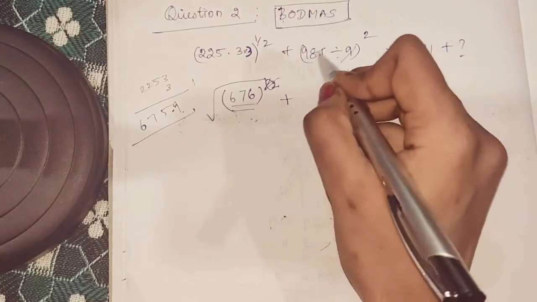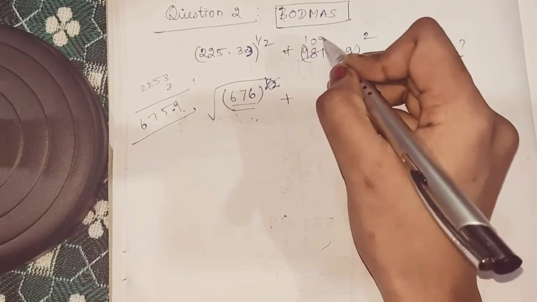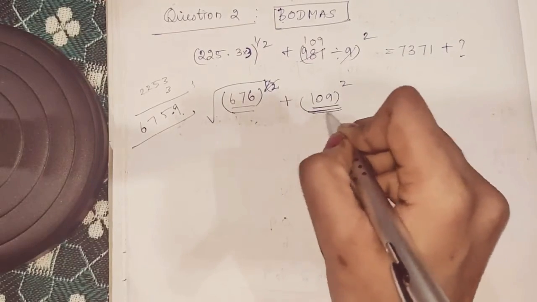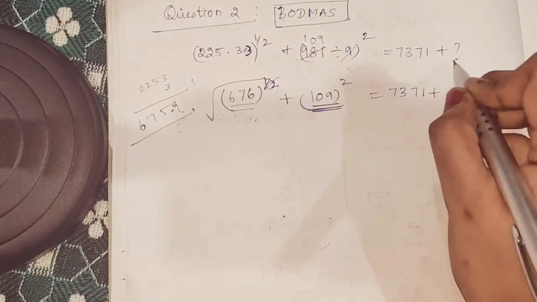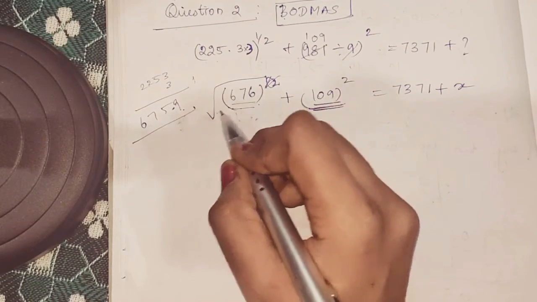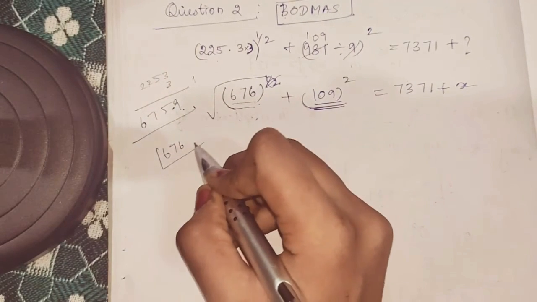Now cancel this. 18 is 8, then 0 9, 109 the whole square. So here you have a 3-digit number the whole square, plus 731 plus what? So let me take this as x. Now the square root of 676, what will it be?